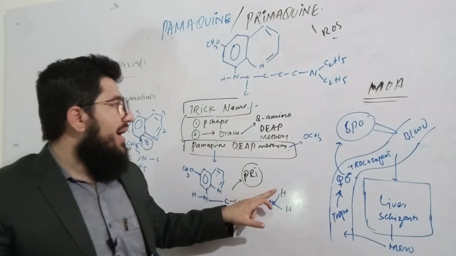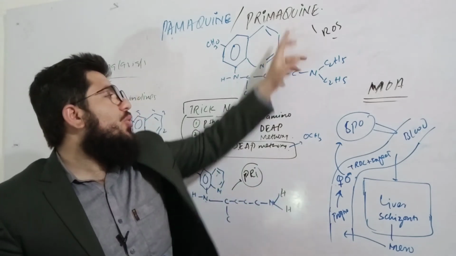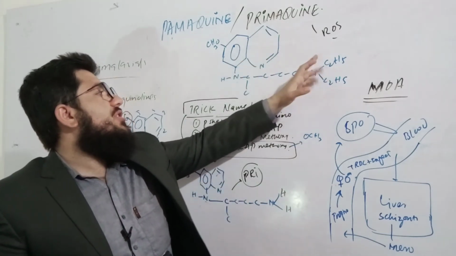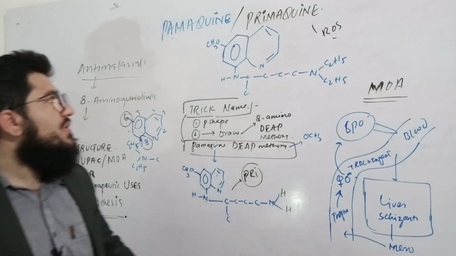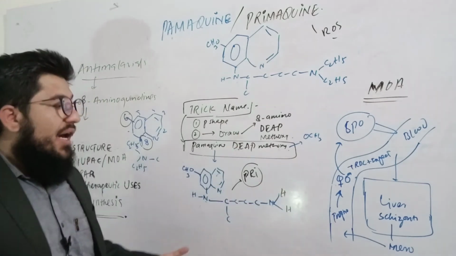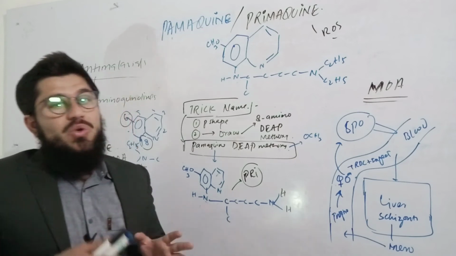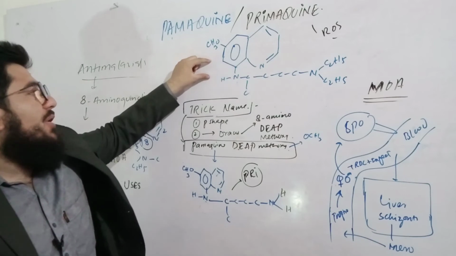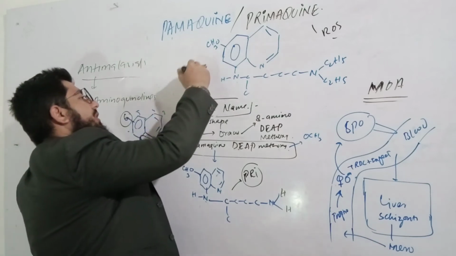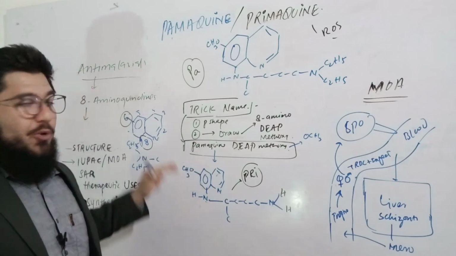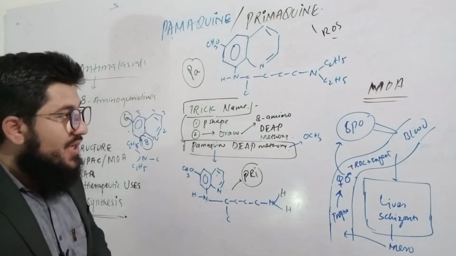Then if we have H here, it is primaquine with this nitrogen, and if we have C2H5 with the nitrogen, then this becomes pamaquine. So the only difference is in the H and C2H5, hydrogen and ethyl. If ethyl is replaced with a hydrogen, that is primaquine. If there is ethyl, this is now pamaquine. This is for the pamaquine, and this is for the primaquine. So hope you got the structures and the tricks.